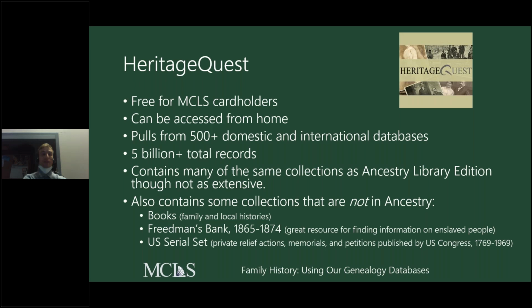Believe it or not, Heritage Quest actually has some collections that are not in Ancestry, and these include books, things like family and local histories, things that were put together ad hoc throughout different states in the country, all right, or different counties, municipalities, perhaps. It also includes the Freedmen's Bank database, which is a great resource for finding information on enslaved people, okay? And also the U.S. Serial Set, which is really something published by Congress. But it has records for 200 years, between 1769 and 1969, private relief actions, memorials, and petitions.